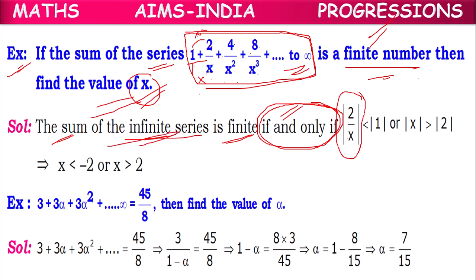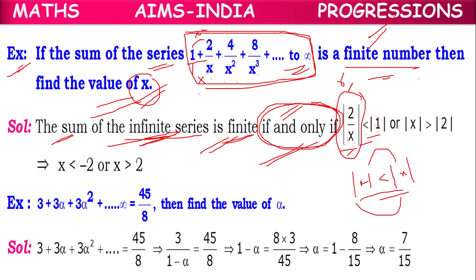So the infinite series will have a finite sum if and only if the modulus of the common ratio is less than modulus of 1. If x goes this side, the modulus of 2 less than modulus of x will come, because x into 1 is x. Or if we interchange the terms, then we can write it as modulus of x is greater than modulus of 2.